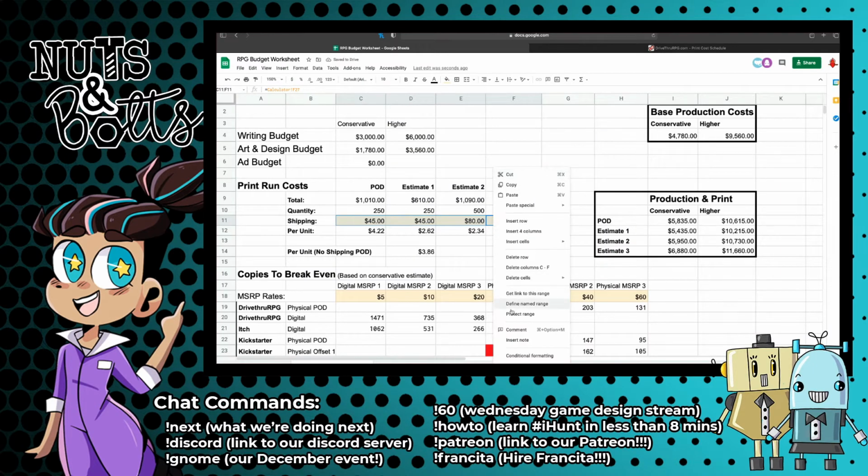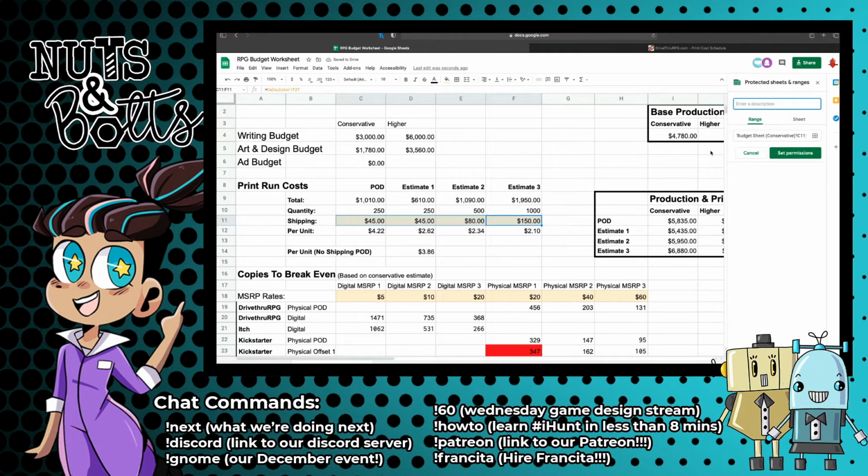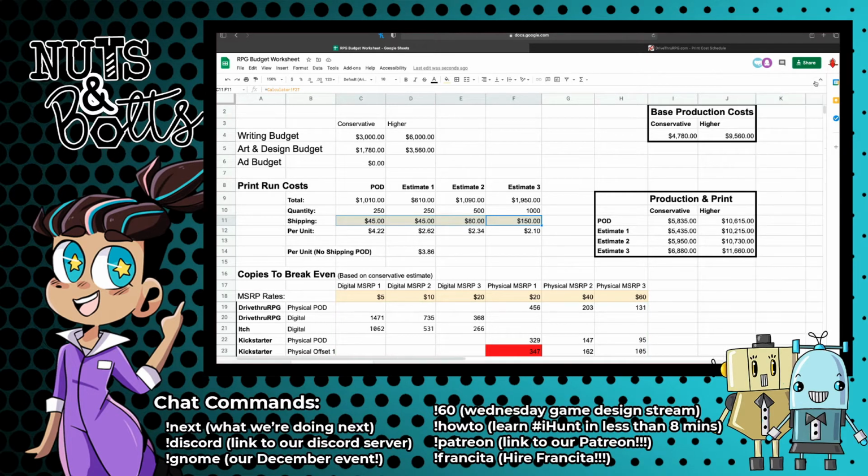And I'm going to unprotect those cells. Okay. So this is basically, if you get a quote for shipping, you're going to put it in there. You don't have to do this, but this is an important part of the process if you really want to understand your costs. Shipping is a nightmare, especially if you're doing offset. It's really, really a hassle. It's so bad. And this is only shipping to you.